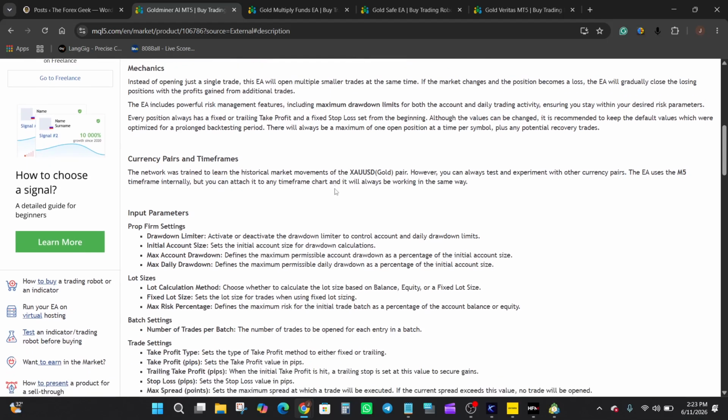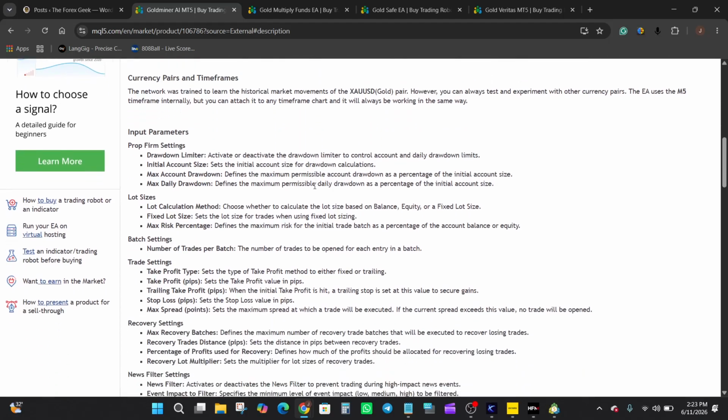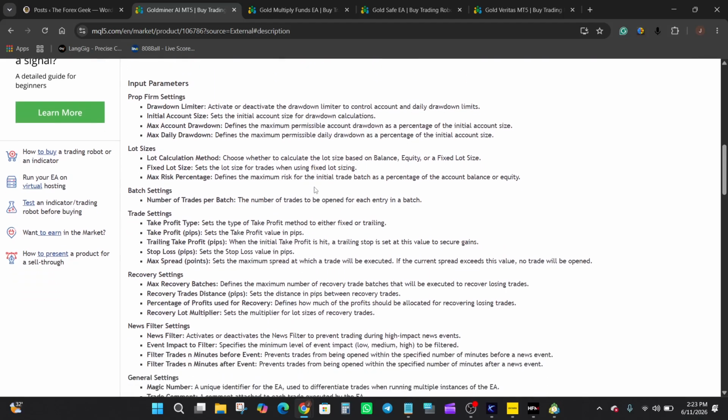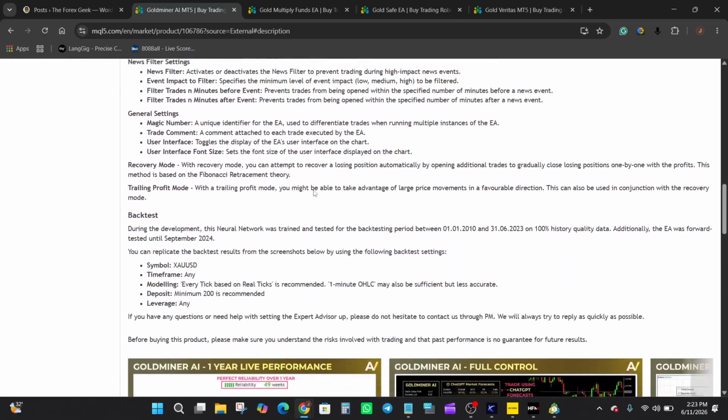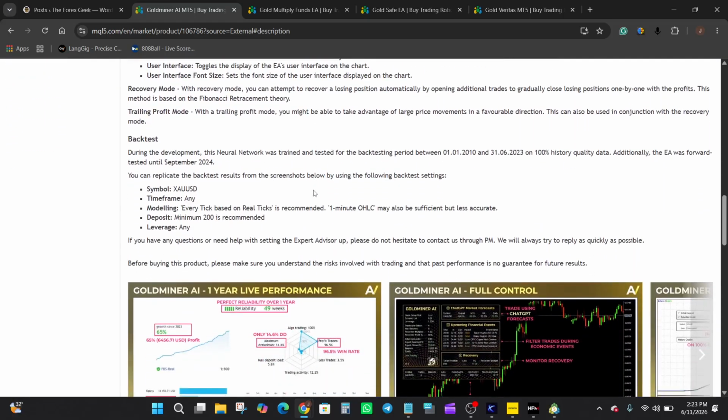Moving into the historical testing section, the developer states that the neural network was trained and tested using historical data from January 2010 through June 2023, with forward testing extending through September 2024. For replication purposes, the recommended backtest settings are XAUUSD with every tick based on real ticks modeling, which generally provides a more detailed historical simulation compared to lower precision methods. The developer also notes that 1-minute OHLC modeling may work, although it is considered less accurate.